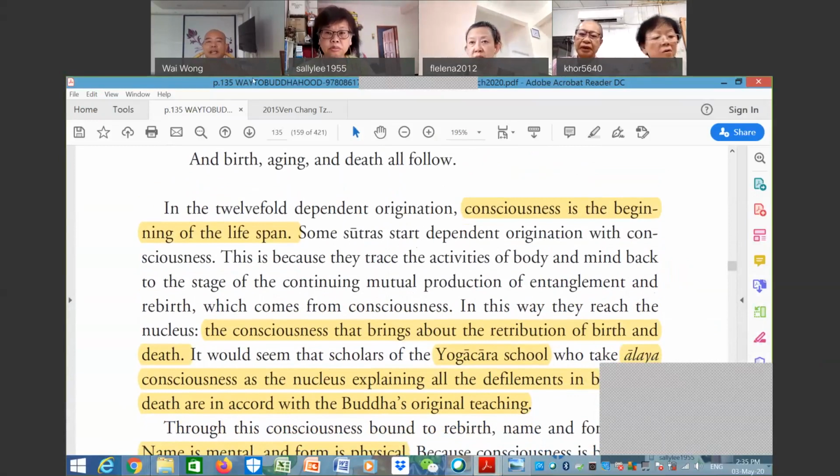Class, according to our diagram, remember that the beginning of our life starts with the consciousness. All right, so this is our first life. If you still remember the circle, the 12 links of the circle, we begin with the consciousness. And according to most of the sutras, from the consciousness we start to build the body and the mind, right?